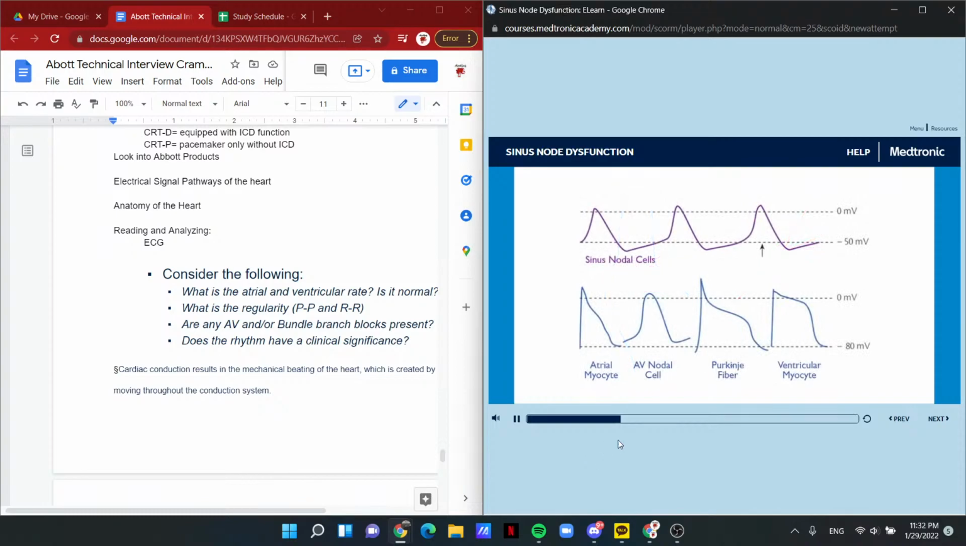Every cell in the heart is capable of generating a little tiny electrical signal as charged particles known as ions move in and out of the cell. This complex series of events is known as the cardiac action potential.